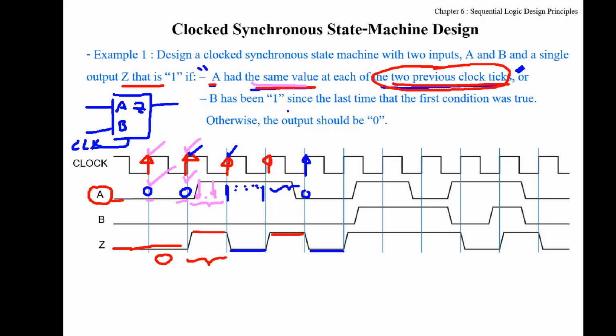The second condition says that output Z is 1 if B has been 1 since the last time that the first condition was true. This means if Z is 1 and input B is 1, output Z is still 1. For example, when the clock ticks here, A is 0, the previous A also 0. So now output Z is 1. And when the clock ticks here, B is 1 and output Z is also 1. So output Z is still 1.